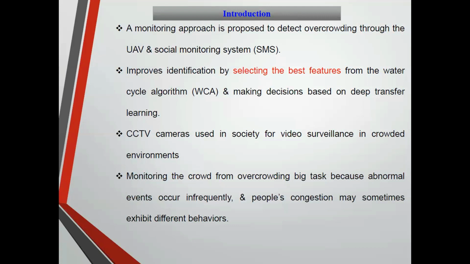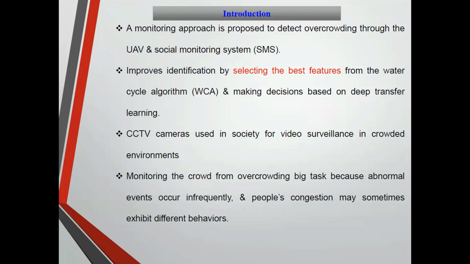So feature selection is one of the major concerns for providing better accuracy of the model. In that case, your water cycle algorithm, WCA, is considered, and we are making the decision based on the deep transfer learning. And CCTV cameras are used in society for video surveillance in crowded environments.